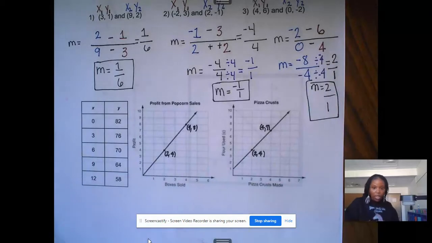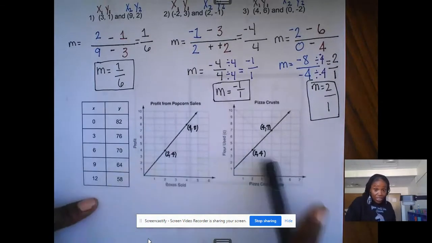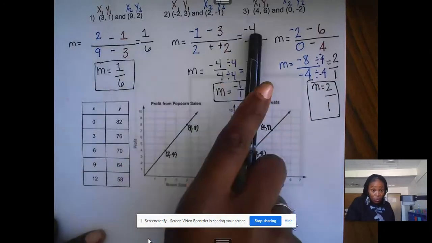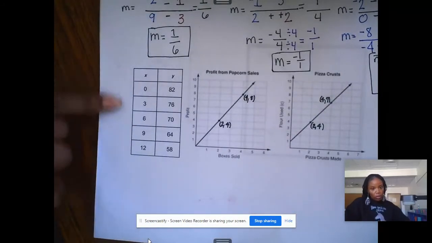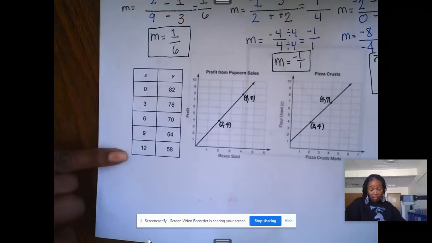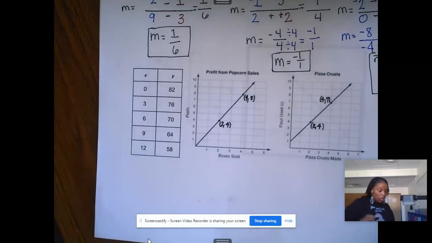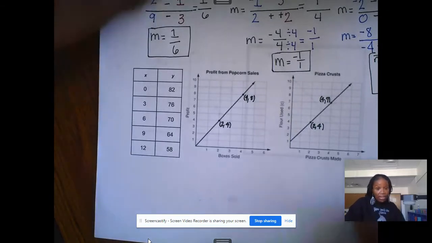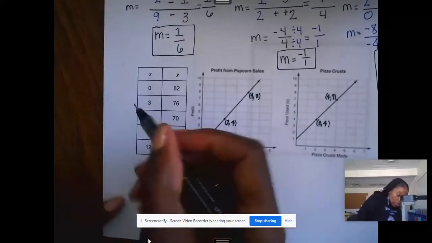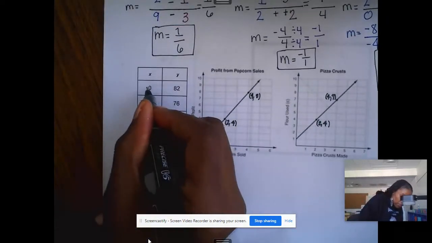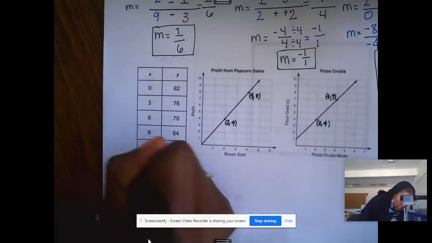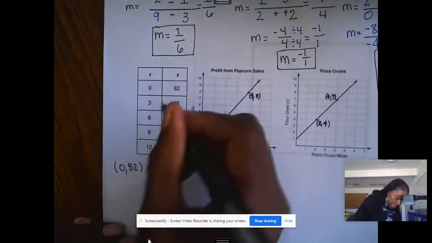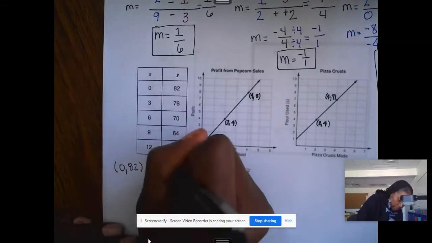Now, James, these three are the same processes as these. The only difference is these gave you the order pair. These, you just have to write them down. So when you have a table, make sure, first of all, that they're already in numerical order from least to greatest by X's, and they are. And all you do, I train you all to pick just the first 2 order pair and write them down and start the same process over. So my first order pair is going to be, remember, X's is first, so it'll be 0 and 82. And then my next order pair will be 3 and 76.